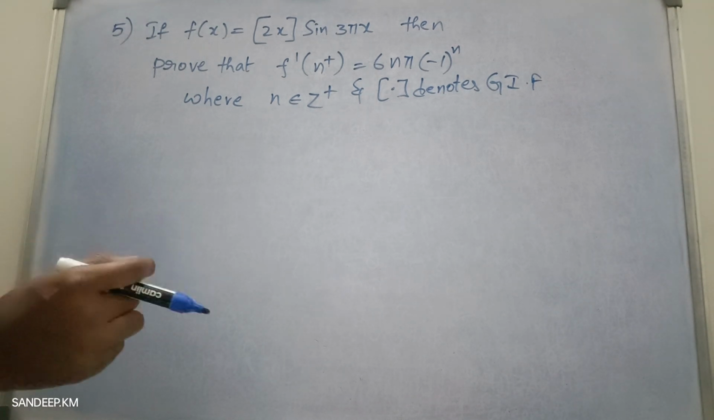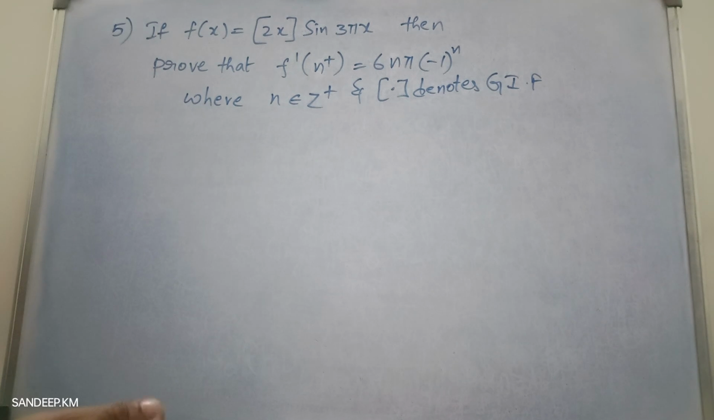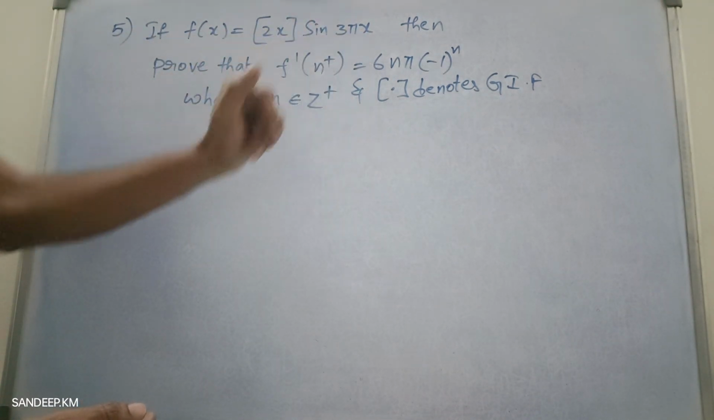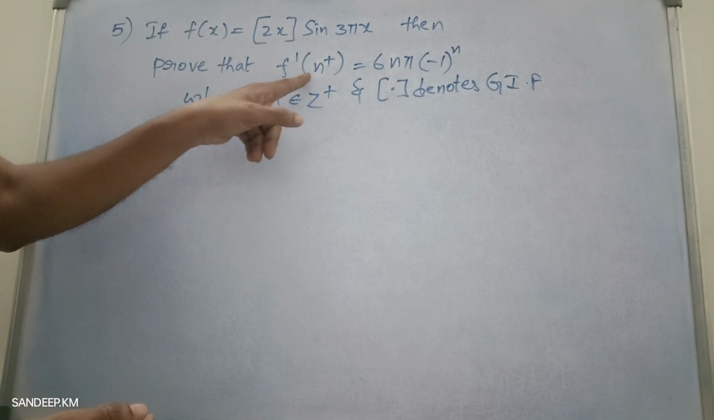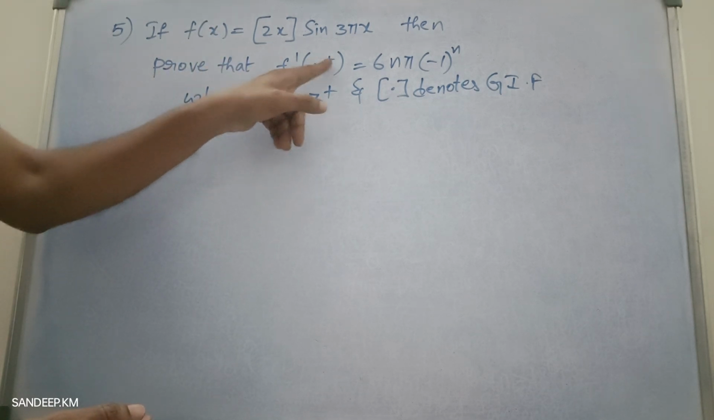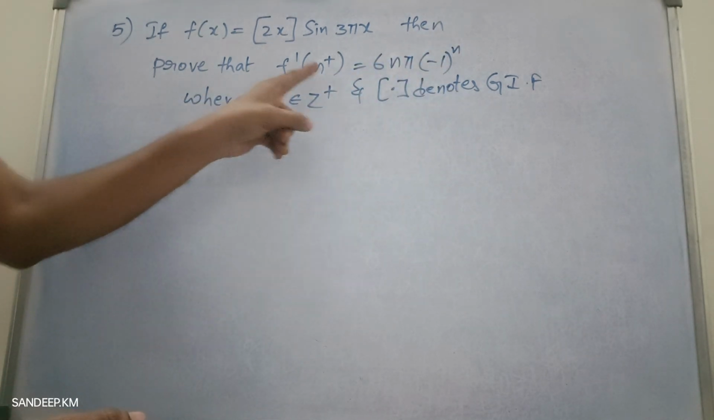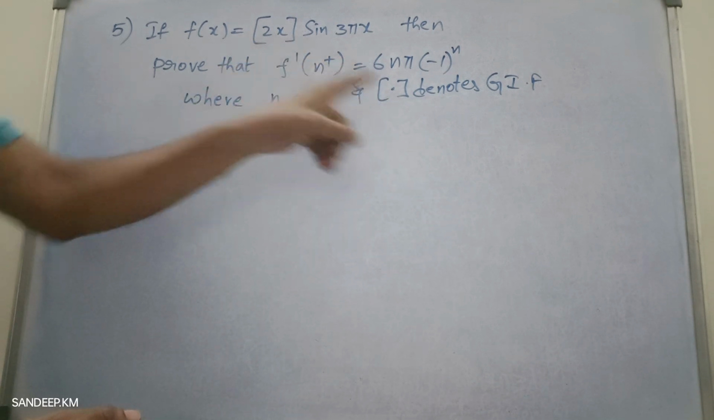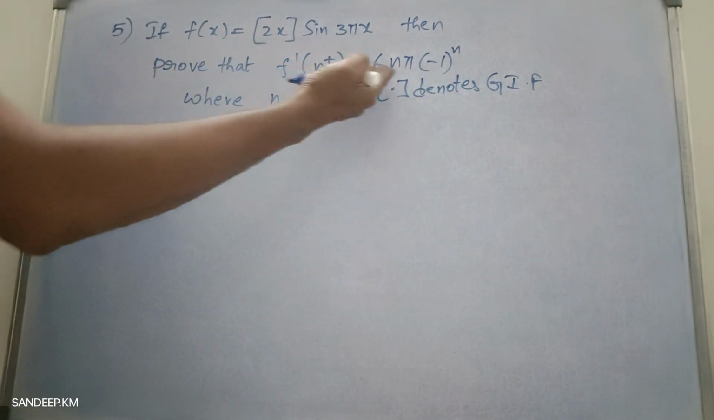Here is our next question, which is a different model question, which also contains step functions. Please observe. f of x is equal to step of 2x into sine of 3 pi x. Then they told us to prove that the right hand differentiability at n, f dash of n plus, is equal to 6n pi into minus 1 power n. And what is n here? n is a positive integer, and this is the greatest integer function. So they told us to prove that this is equal to this.